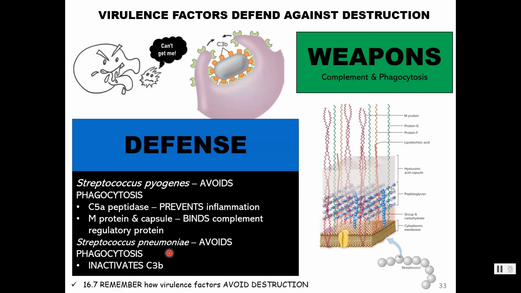It does it in another way. It actually can inactivate C3b. And so these are some of the ways that the bacteria get around our immune system. So they can defend against complement, and they can defend against phagocytosis.